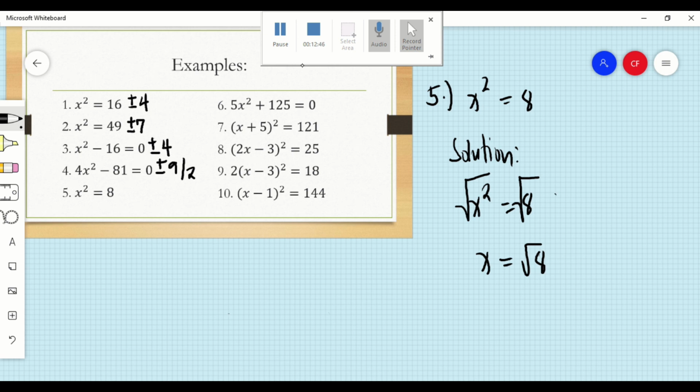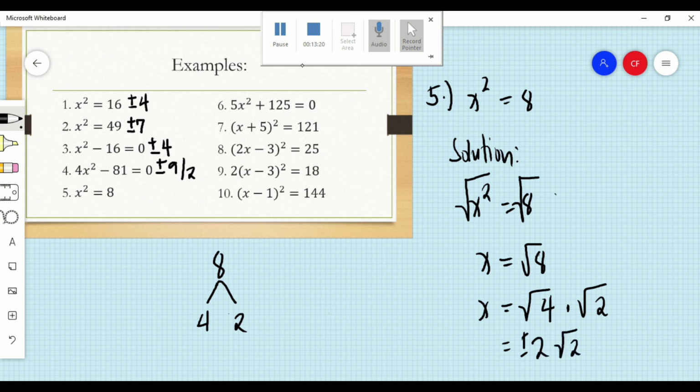Okay? So, sir, paano pa namin masisimplify yan? Observe. Yung 8, may factor po yung 8 na perfect square yung isang factor, o isang number. So, yung factor ng 8 is 4 and 2. Right? Pwede din 8 and 1. Okay? So, this time, 4 and 2 po yung gagamitin natin. So, sulat lang natin x equals square root of 4 multiply by square root of 2. And that is equivalent to square root of 4, so positive, negative 2. And then, just simply copy square root of 2. Right? So, x is equal to positive, negative 2 square root of 2. So, ito na po yung final answer.